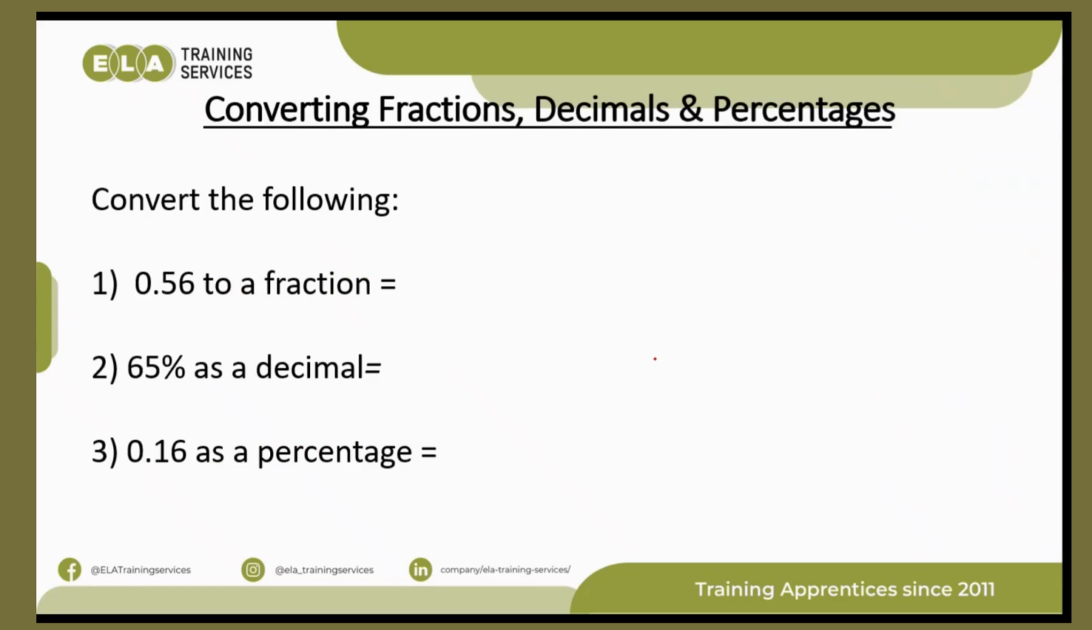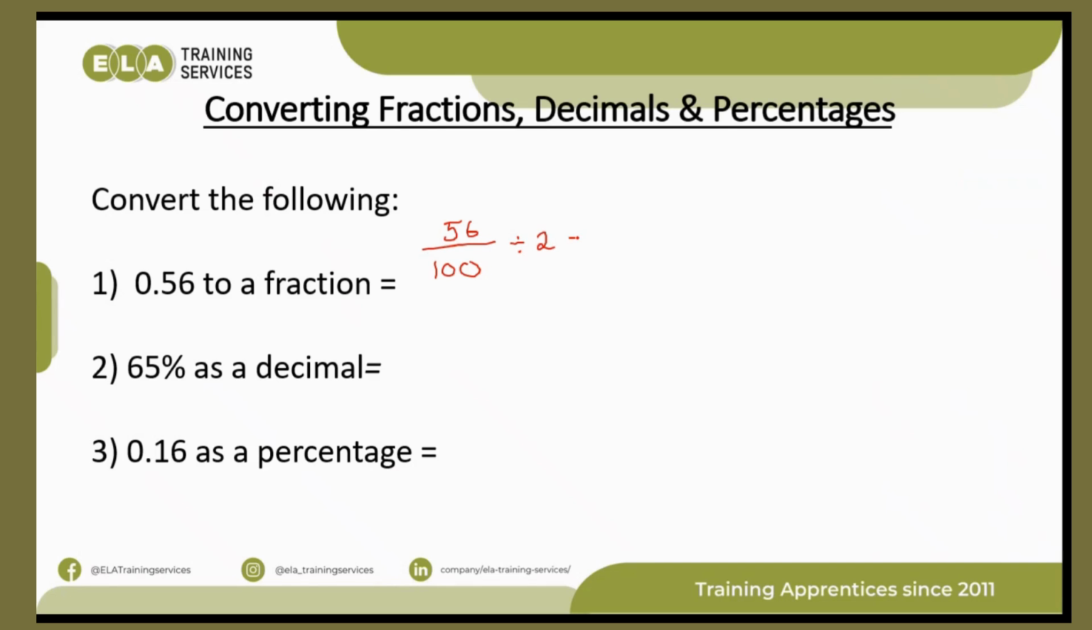So let's have a look at these three. We've got 0.56, which is a decimal to a fraction. So we've got to put our decimal over 100. So we're going to go 56 over 100. Can we half both numbers? So always start with can you divide by 2, and we can.